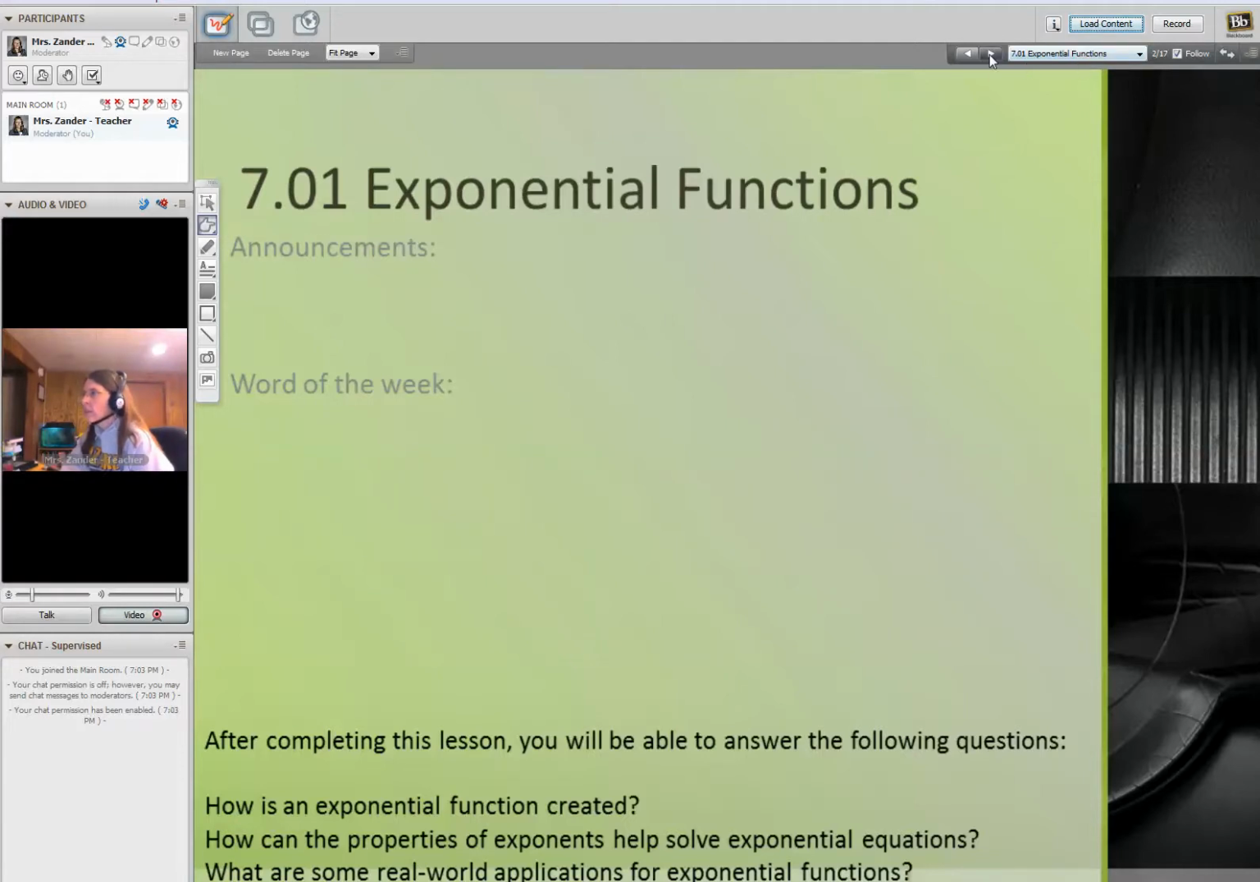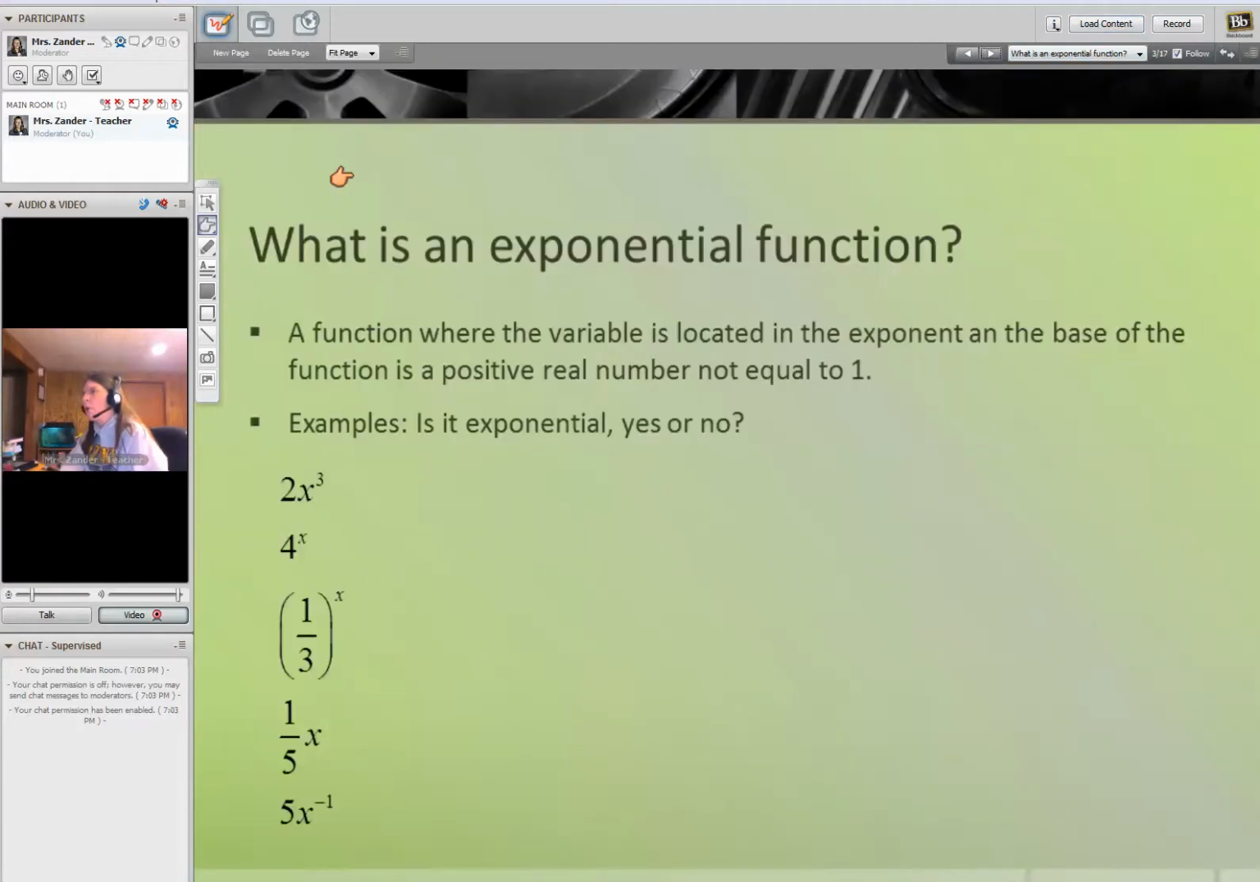So to start us off today, what is an exponential function? An exponential function is a function where the variable is located as an exponent. And then the base of the function is a positive real number that is not equal to 1. It's really important that our base is not equal to 1 because if it is, then we're not actually growing or decaying at all. We're just staying constant because 1 to any power is just 1.